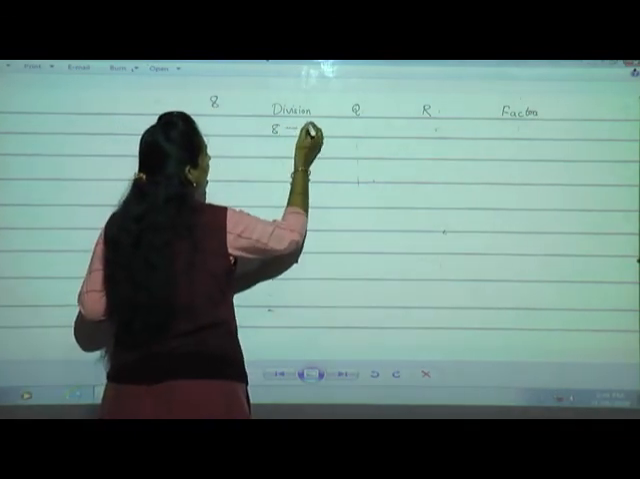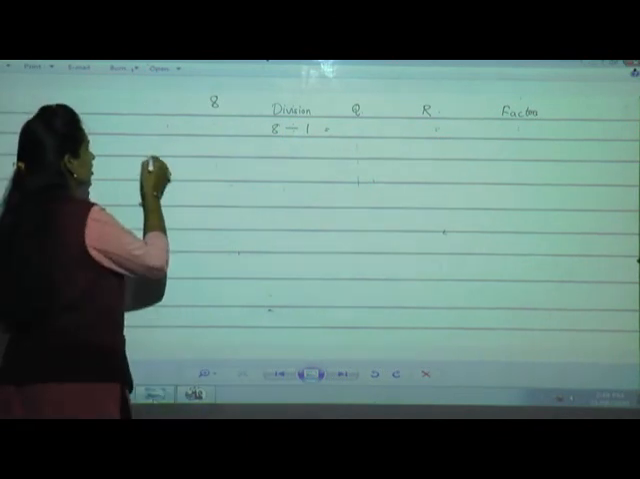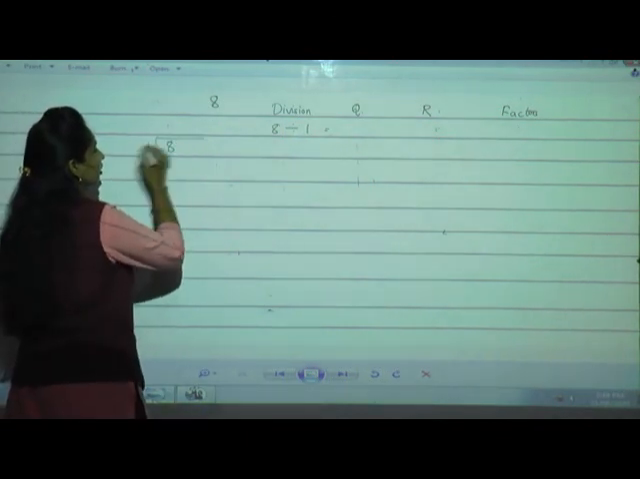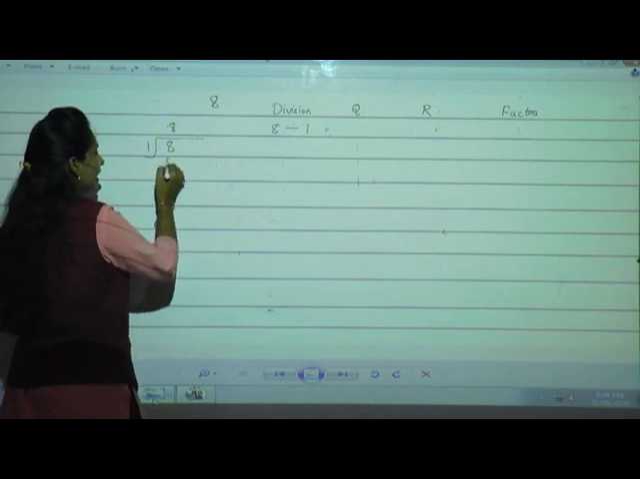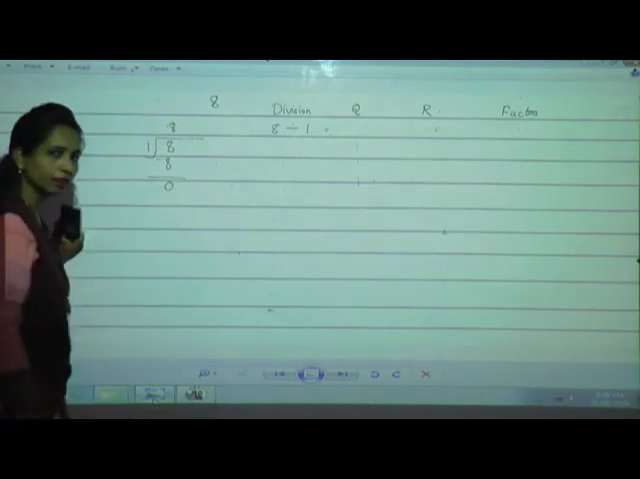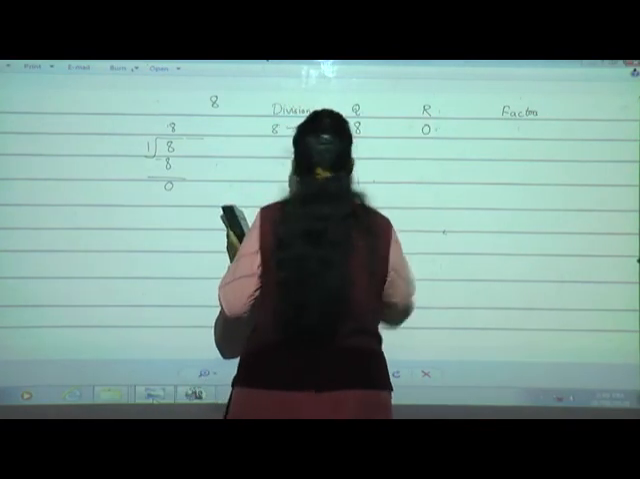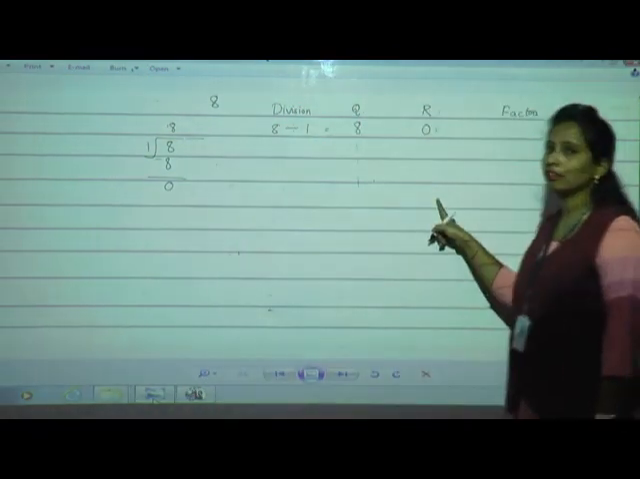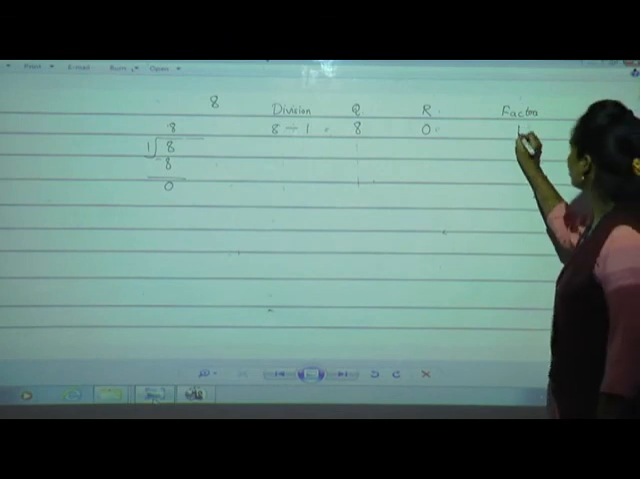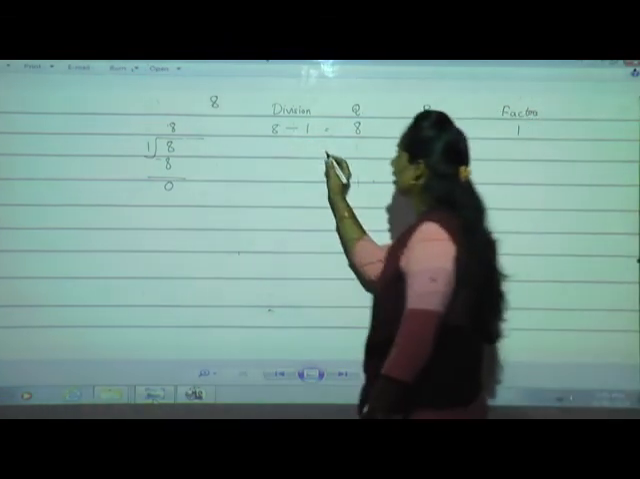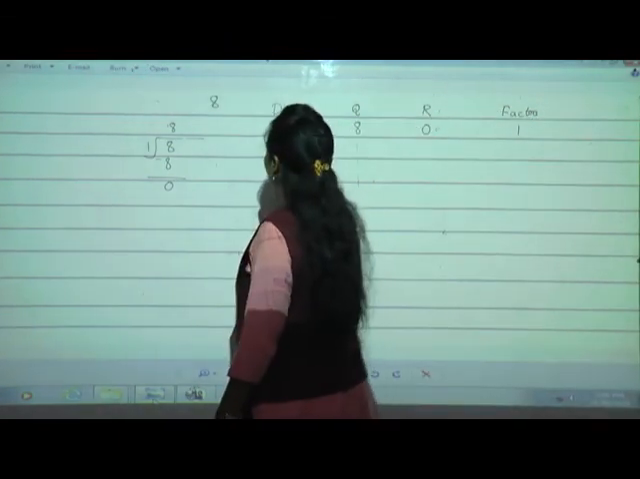Now 8 divided by 1. What do I get? See here, 1 eights are 8. Remainder is 0. So here the quotient is 8, remainder is 0. Whenever there is no remainder, that will be a factor. So here we get the factor 1. Now after 1 I'll go with 2.